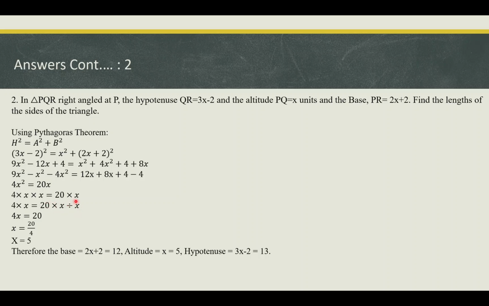So 20 into 1 is just 20. And then this becomes 4x is equal to 20. And then x is equal to 20 by 4, and x is equal to 5. Now you can substitute the value of x in the numeric and alphabetical expressions for the measurements of the sides, and then find the exact numeric values.